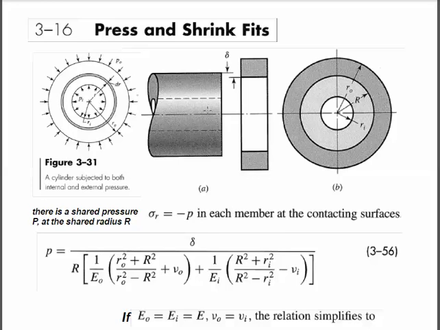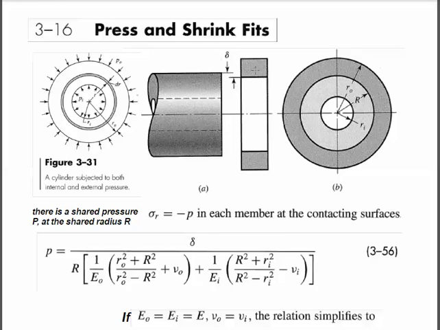Press and shrink fits are simply an application of stresses in thick wall cylinders. In this case, we have two cylinders, an outer one and an inner one, and there is an interference that can be measured by radius differences. This is called the radial interference, and so this delta means radial interference in the equations.